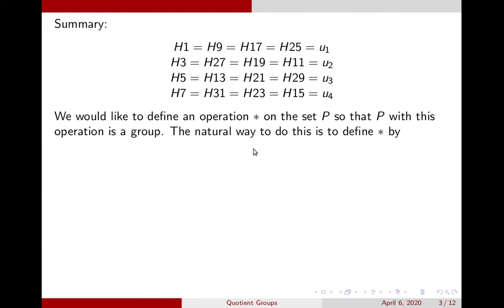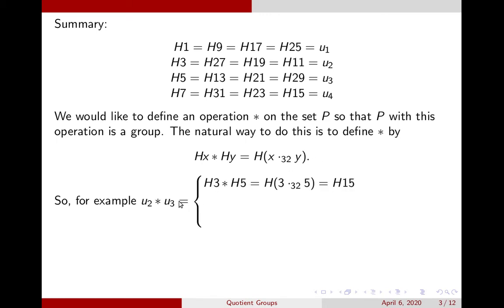And there's a pretty natural way to do this. Multiplying the coset determined by X by the coset determined by Y, it would be natural to let that be the right coset determined by X times Y. And we're using times sub 32 because we're working in the group U32 here. So this is how we will attempt to multiply cosets. And let's try a few examples.